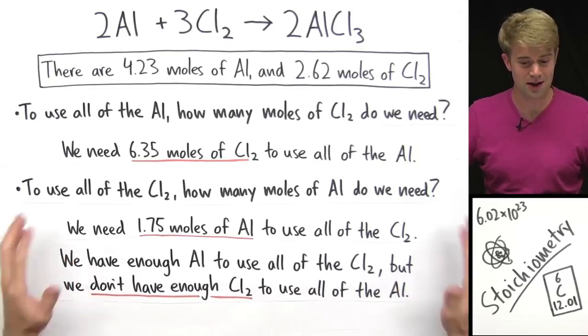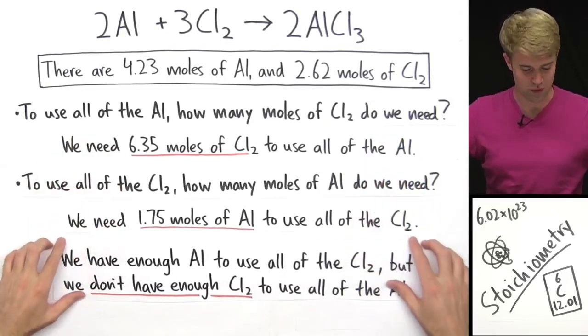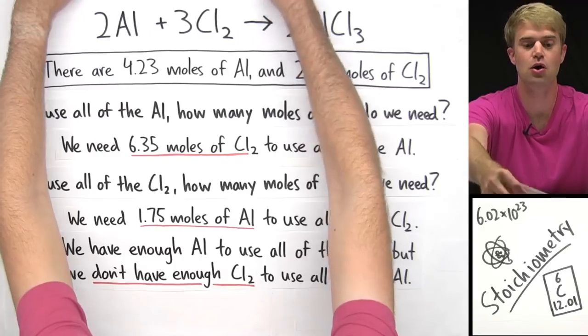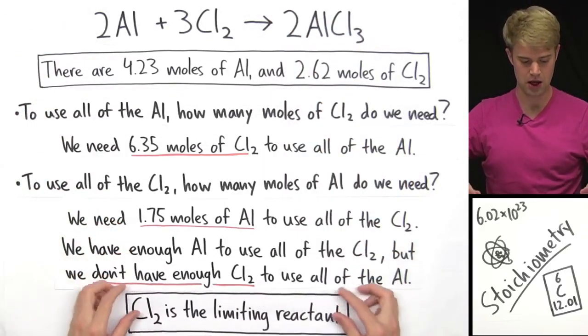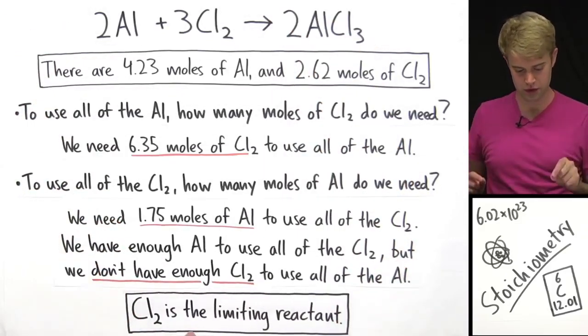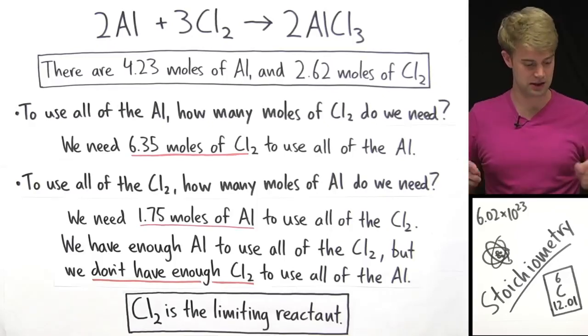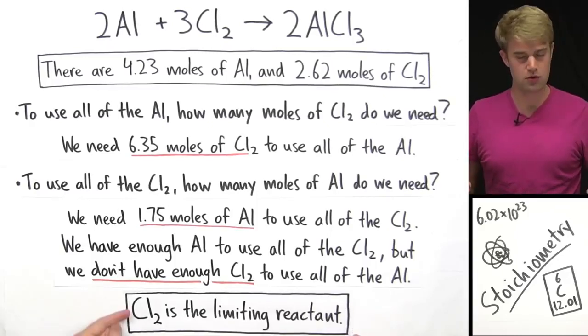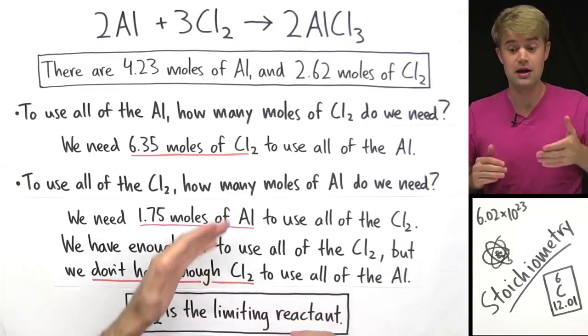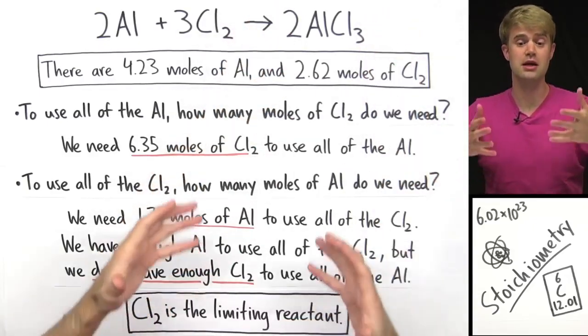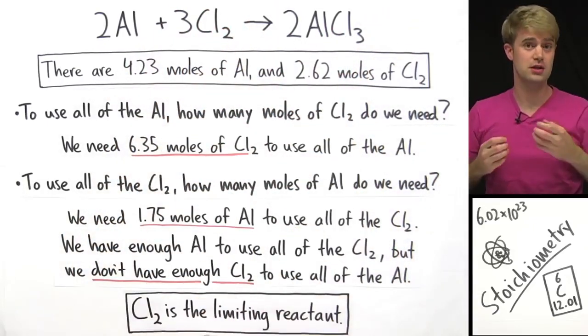So what does this mean? Well, if we don't have enough chlorine to use all the aluminum, it means that chlorine, Cl2, is the limiting reactant. The amount of Cl2 that we have is limiting the amount of product that we can make. It's the thing that's holding us back.